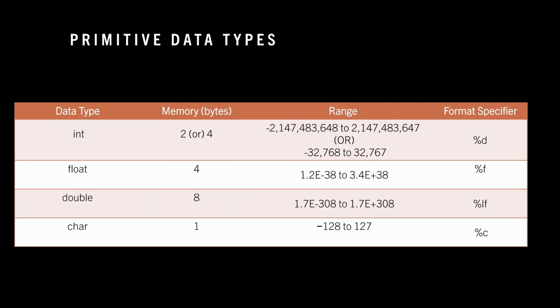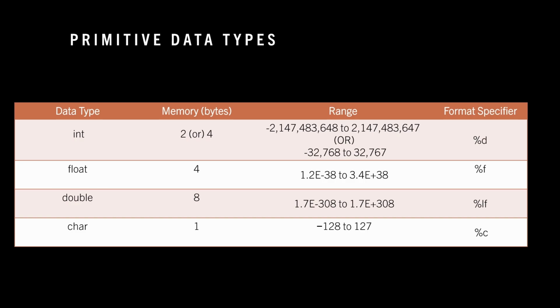Primitive data types. Primitive data types are data types which are built into C language and are considered as basic building blocks for coding in C. Let's look at what data types come under this category. First, we have int. Int here stands for integer. In this data type, you can store negative and positive numbers. For example, you can store minus 2000 and you can also store 5000.